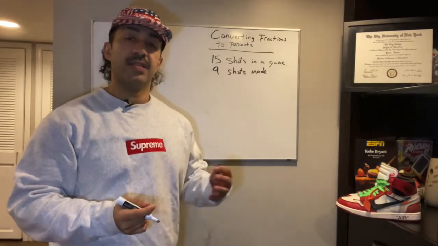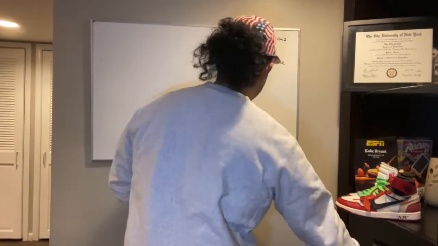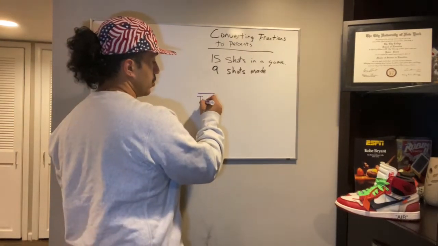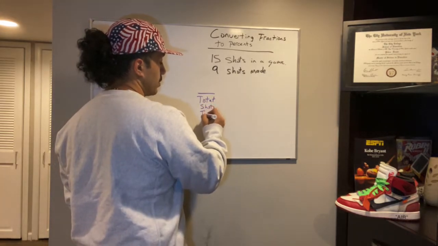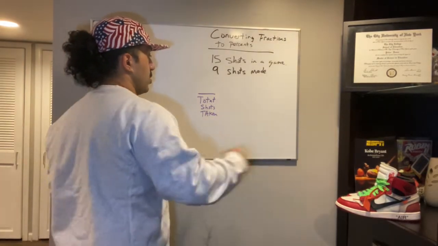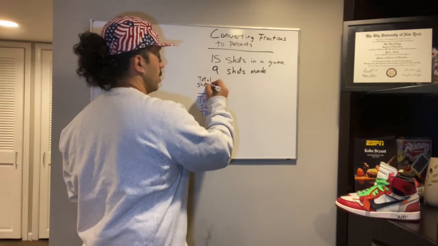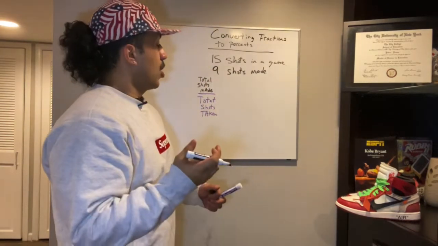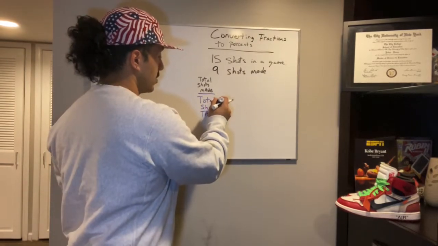The first thing we want to do is set this up as a fraction. So we have to identify our numerator and our denominator. Our denominator is going to be the total shots taken. And our numerator is going to be total shots made. You might be asking, why is that, Mr. Donuts? How can you tell? Well, total, with an L.